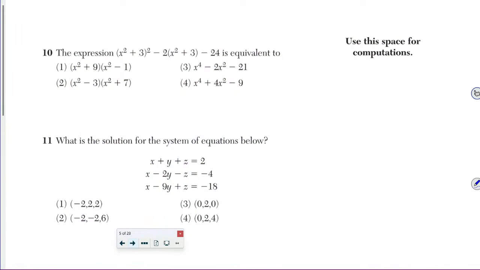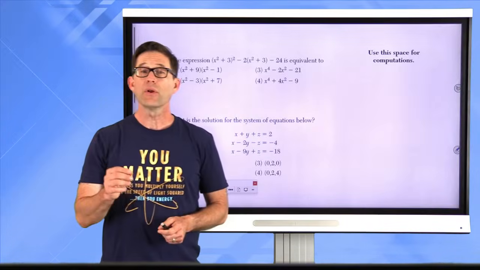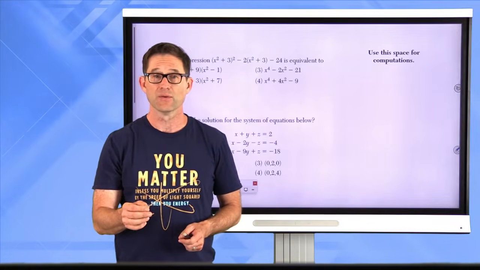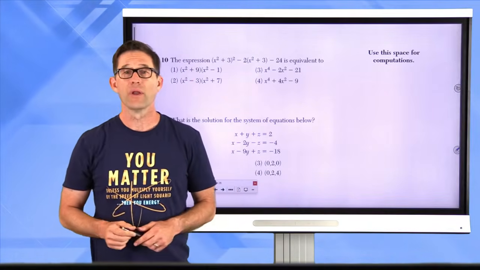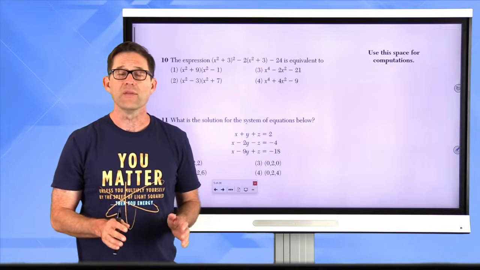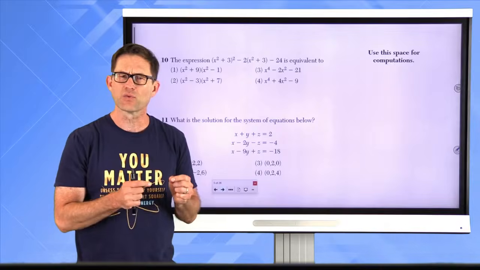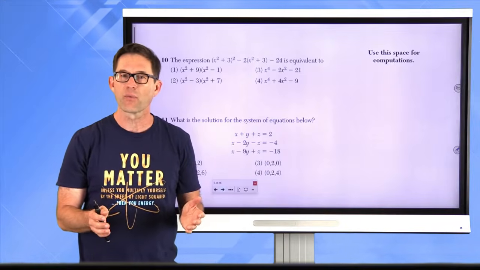The expression x squared plus 3 quantity squared minus 2 times x squared plus 3 minus 24 is equivalent to which of the following? All right, similar to that problem on the first sheet, which I think was problem number 3, where we had to find the zeros of an expression. This is another one where we want to see the structure of what's going on and use it to make something that looks really scary into something rather easy.